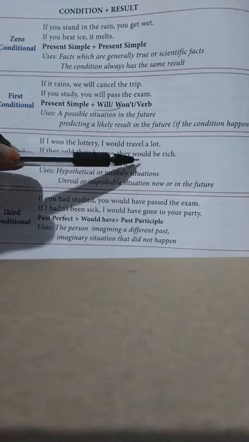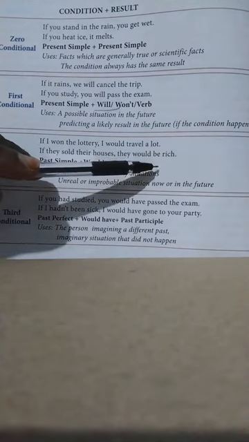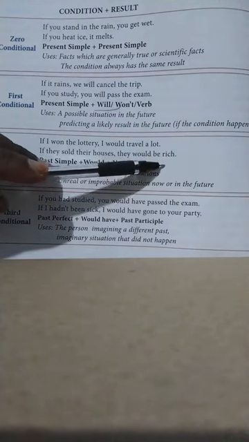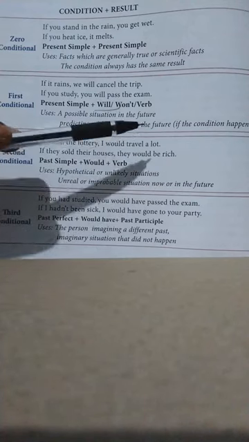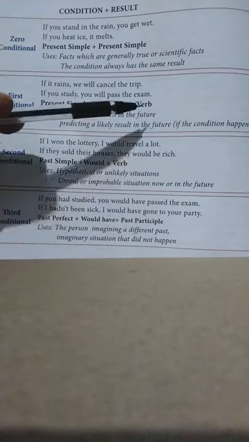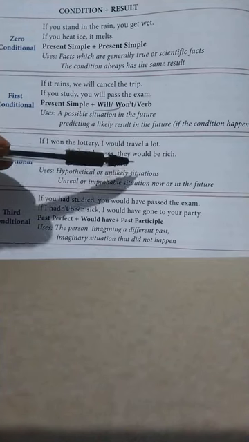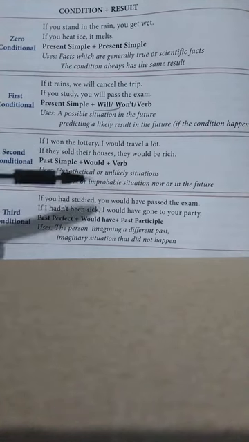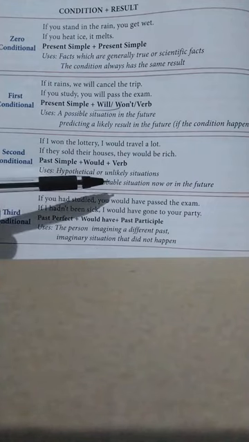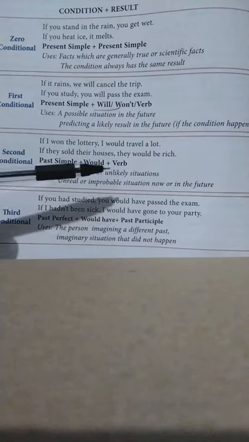See, would, right, be rich in the present form, right? You cannot change it, right? That's why we have used be. Here, travel can be changed, but here you cannot, so that's why we have used would be, right? Okay. So that's why we call it a hypothetical or unlikely situation. If I won the lottery, I would travel a lot.